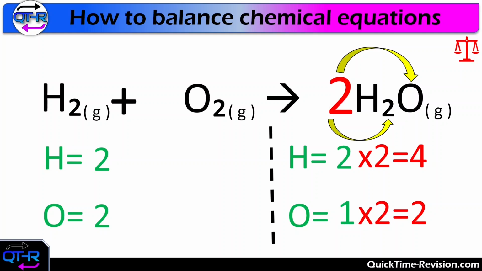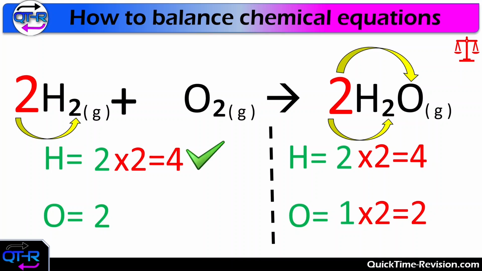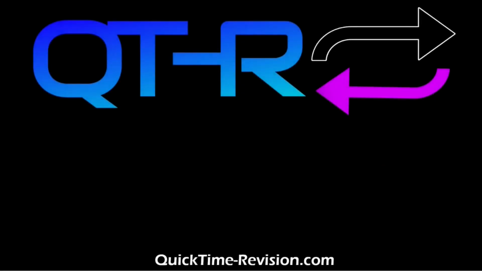Now the hydrogens are not balanced anymore. So in order to balance it, we got to make the small numbers equal to the big ones. So by adding a 2 before that first hydrogen molecule, when we times 2 by 2, it gives us 4. Now we have 2 hydrogens before the arrow, 2 after, 2 oxygens before the arrow, and 2 after, and that equation is now balanced. Right, so there you have it, a quick time revision.